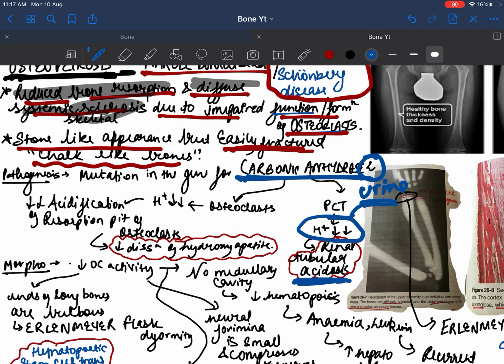Similarly, carbonic anhydrase is also important in the functioning of osteoclasts. We have discussed what osteoclasts do. They form a resorption pit. In the resorption pit, they secrete the metalloproteinases, which help in resorption of the bone, releasing all the calcium and the phosphates. But before that, the osteoclasts need to make the environment acidified.